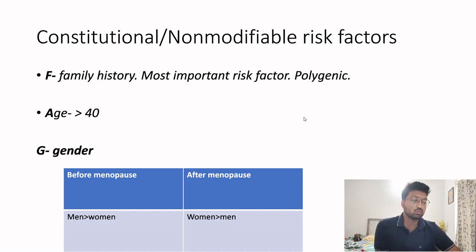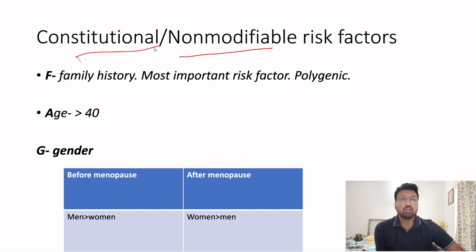risk factors. When we talk about risk factors, we can divide them into two. There are some things which we cannot modify, which are not in our hand, and something which we can modify, which is known as modifiable risk factors. When we talk about non-modifiable risk factors, we can also say that they are constitutional risk factors. It means that it is in our body since birth. We cannot do anything about it. So it is constitutional.